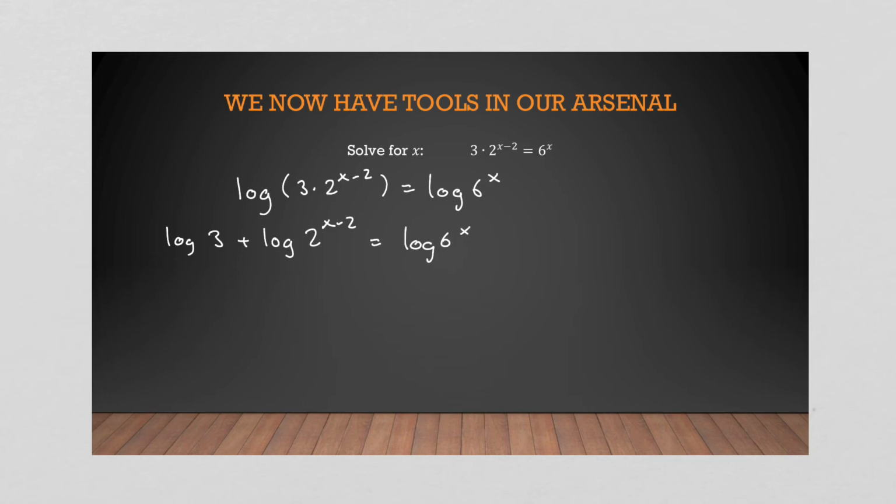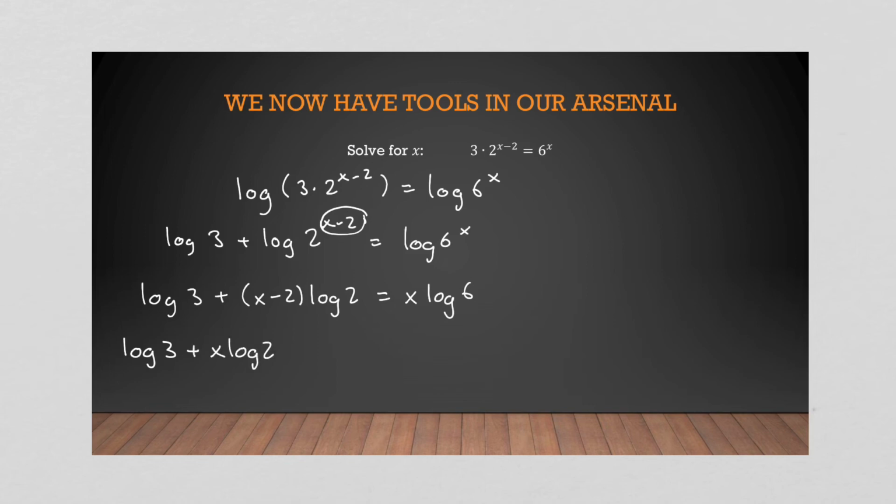And now from our power rule, remember that we can bring our powers down to the front. So now we have log 3 plus, in brackets, x minus 2 log 2 equals x log 6. And why are the brackets important? Well, the brackets are important because it's log 2 times all of that. So now it's log 3 plus x times log 2 minus 2 times log 2 equals x times log 6.